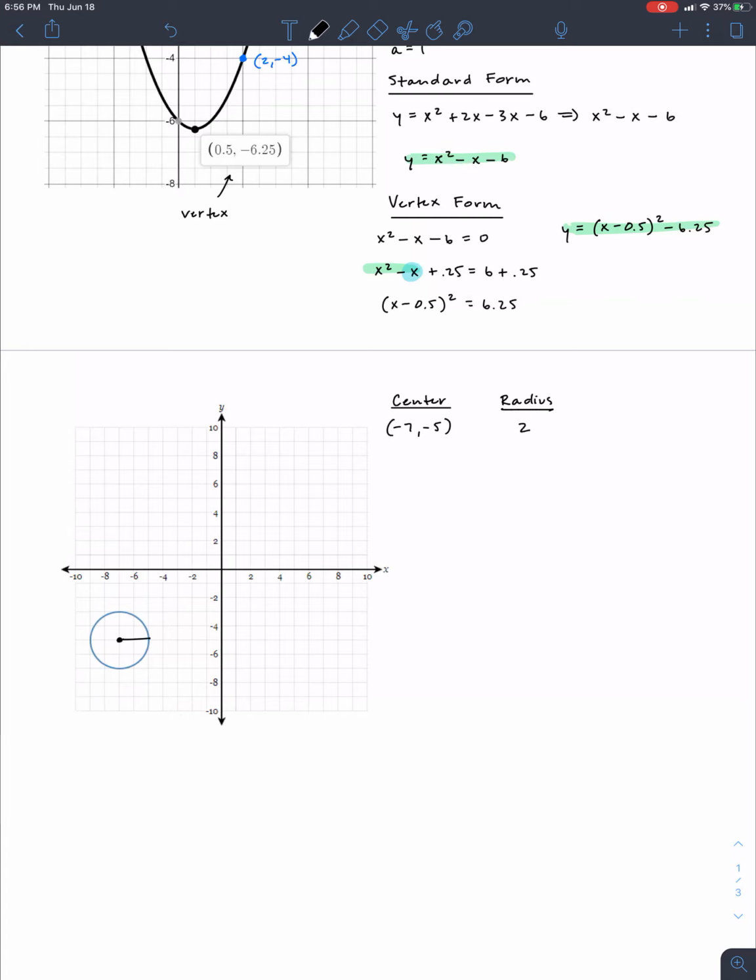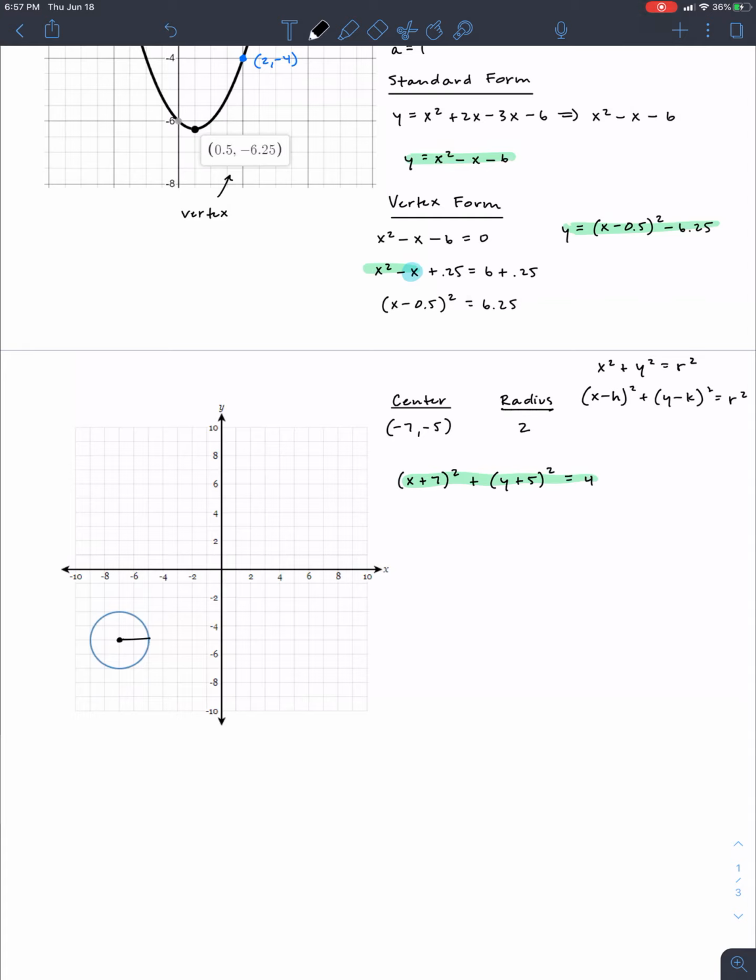So one form of our equation we can write as x plus 7 squared plus y plus 5 squared is equal to 4. And we're using this form of a circle, x squared plus y squared equals my radius squared. So there's one way to write the equation of this, and when we have the center that's not at 0, we're saying x minus h squared, y minus k squared equals r squared.